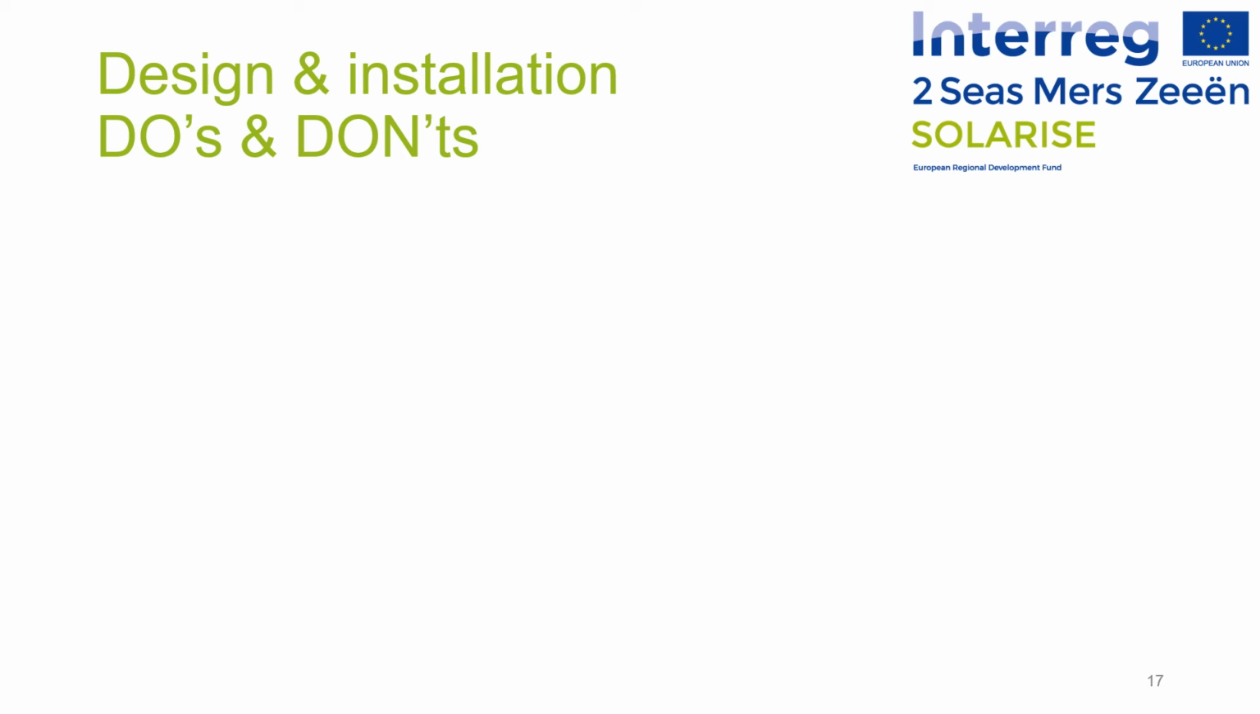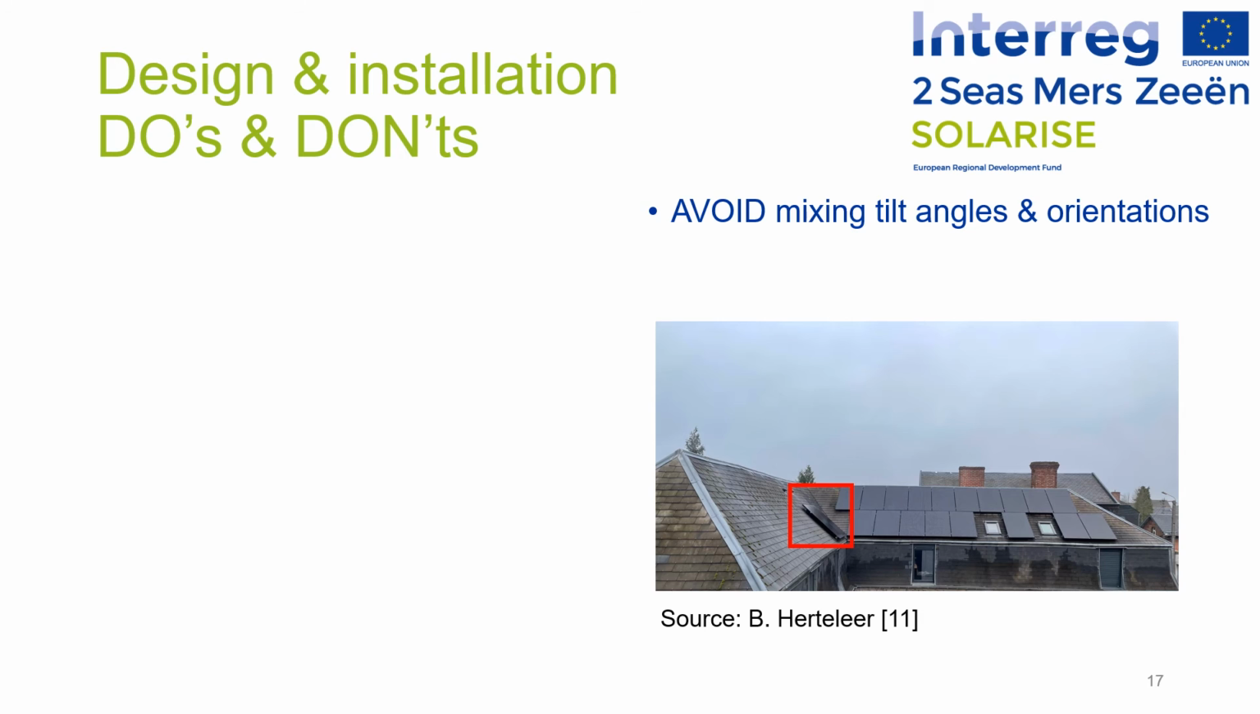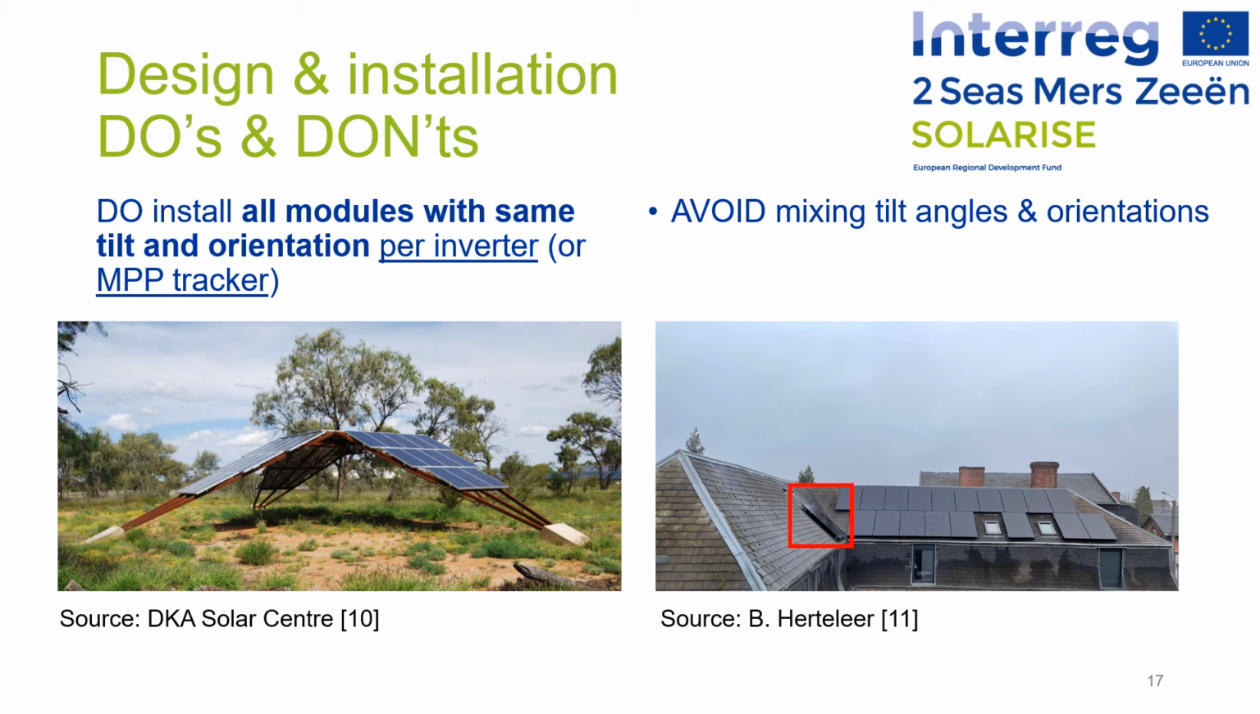If we now look at some of the design and installation do's and don'ts, you need to avoid mixing tilt angles and orientations on a single inverter, as a different orientation will mean that that module produces power at a different time of the day than the rest. That is mismatch, and that reduces the power of the full array. So do look to install all modules with the same tilt and orientation per inverter, or maximum power point tracker if an inverter has more than one.